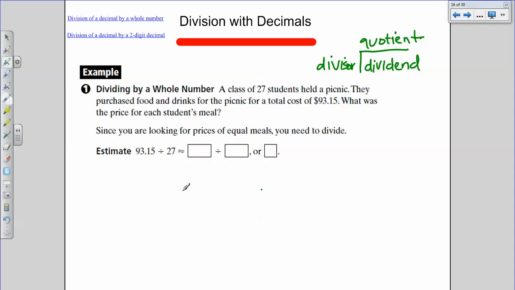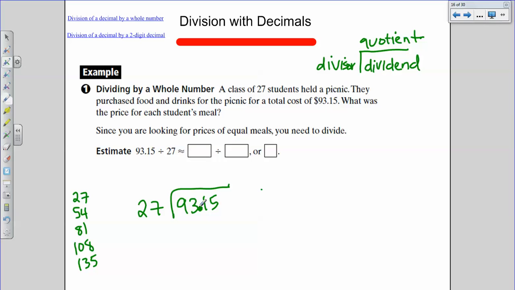Okay, so when we set up our problem, whatever we start with, so we start with $93.15, that always goes inside of our house. That's our dividend. And we're dividing it by our divisor of 27. So the first thing I'm going to do here is actually write out my multiples of 27. So I've got 27, 54, 81, 108, and 135. And you can use a calculator to find your multiples of non-basic fact numbers.